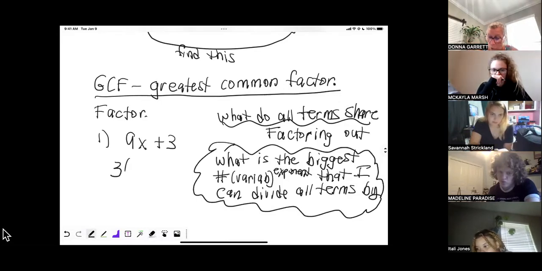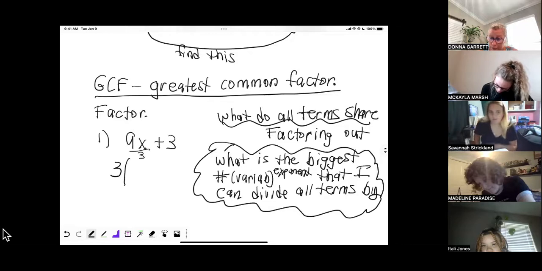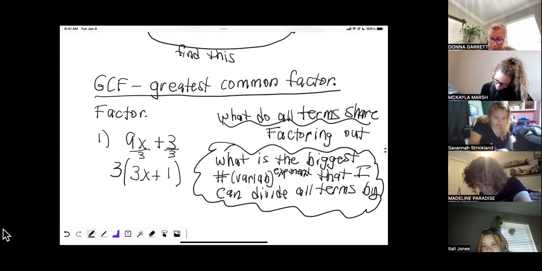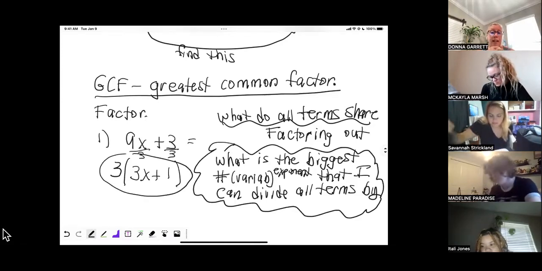Once you figure out what is the biggest variable, number, or exponent that I can take out, you put it in the front with parentheses. And then you think to yourself, okay, if I took 3 out and we're talking about multiplying, I'm basically going to divide both of them by 3. What am I left with? Well, 9x divided by 3 is 3x, and 3 divided by 3 is 1. And that is my answer. I factored out the greatest common factor, which was only 3.